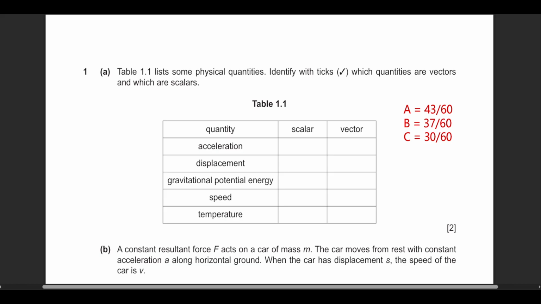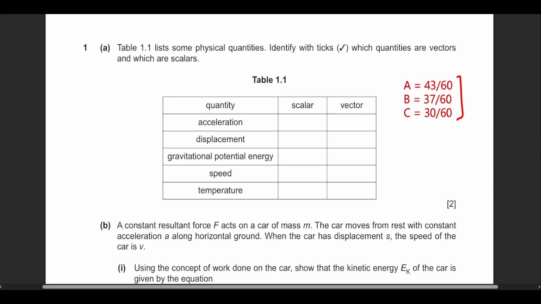This is Major in 2025, and these are the grade thresholds for A, B, and C. So the first question is about scalars and vectors and distinguishing between them. I'm going to just quickly go through them. Acceleration is a vector, displacement is a vector, because energy is a scalar, speed is a scalar, temperature is a scalar.